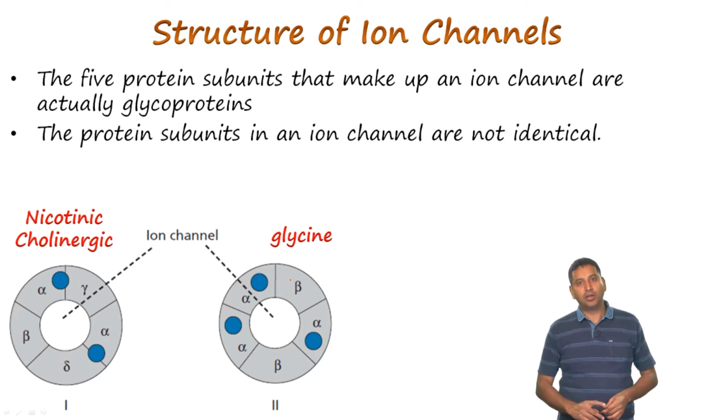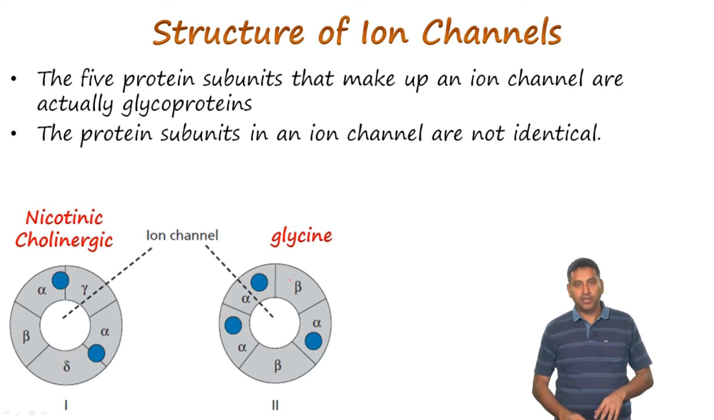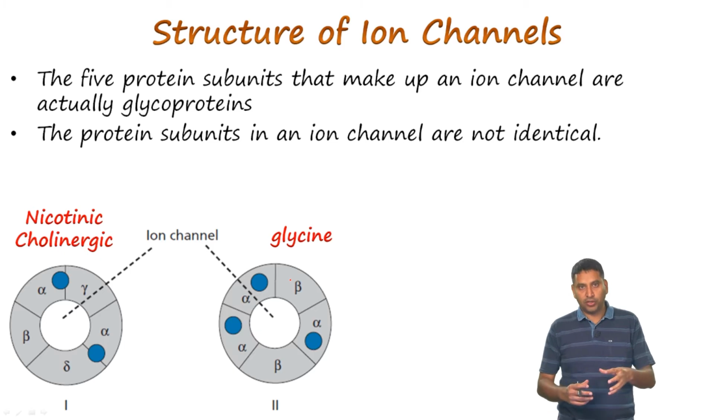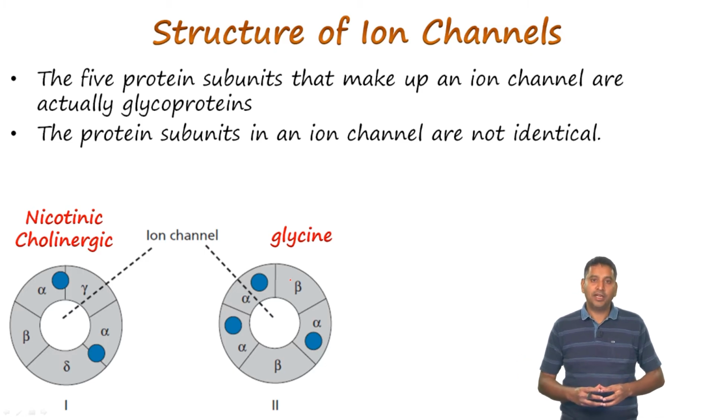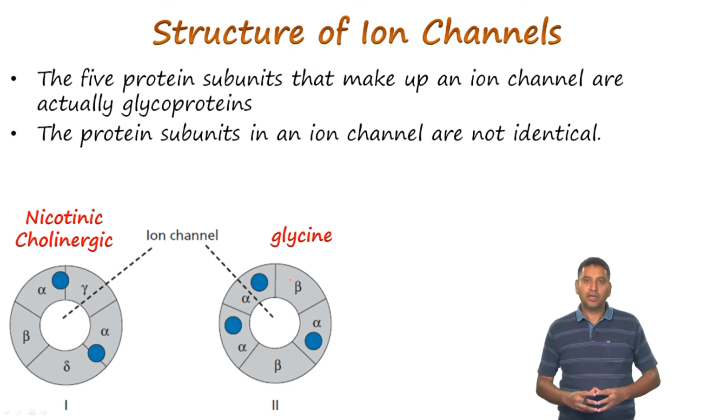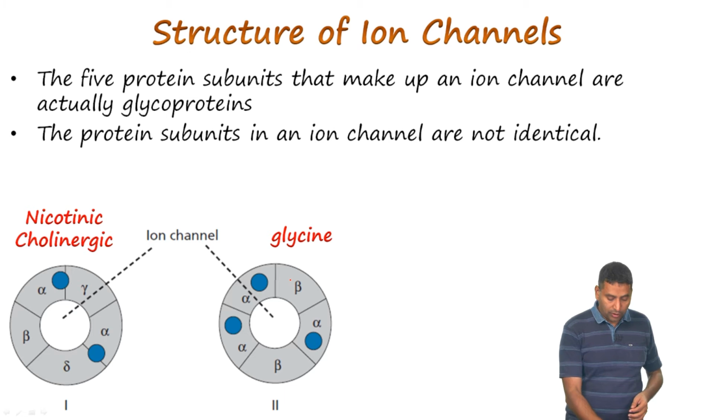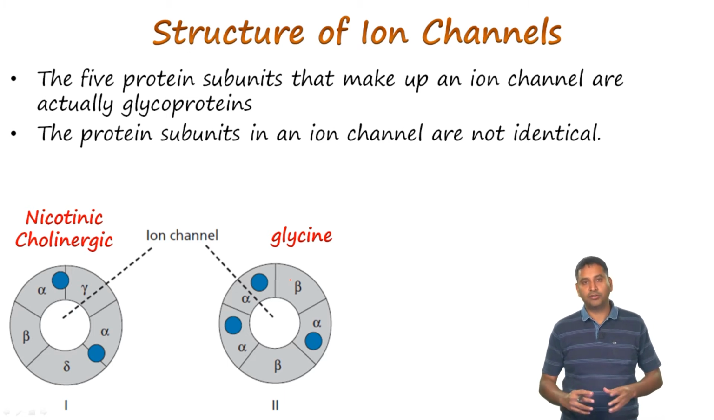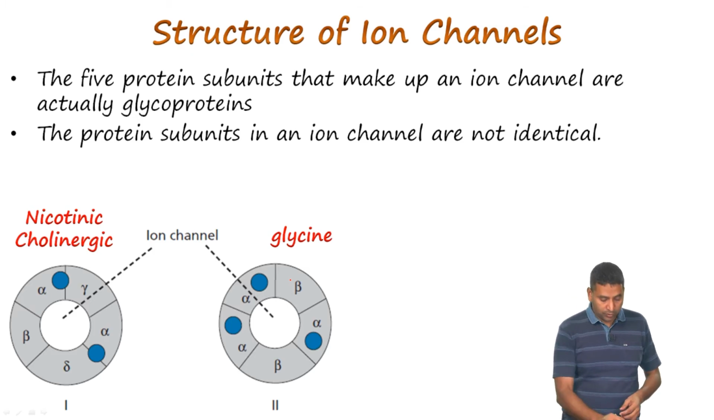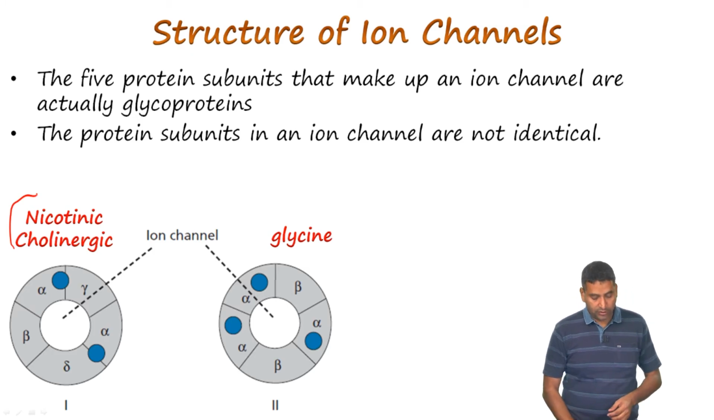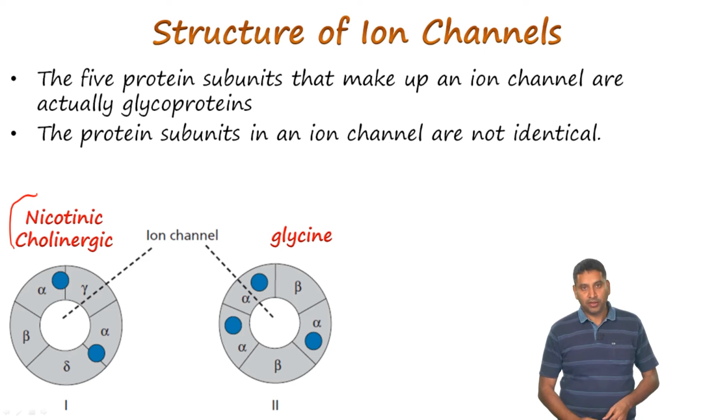Now, let us look into a little bit of detail of these ion channels. These ion channels are actually glycoproteins. What we mean by glycoproteins are basically proteins which are conjugated to sugars. And they have 5 subunits, and not all these 5 subunits are identical. So, here you have examples of 2 different kinds of ion channels which both have 5 subunits, and one of them is a nicotinic cholinergic ion channel, whereas the other one responds to glycine.